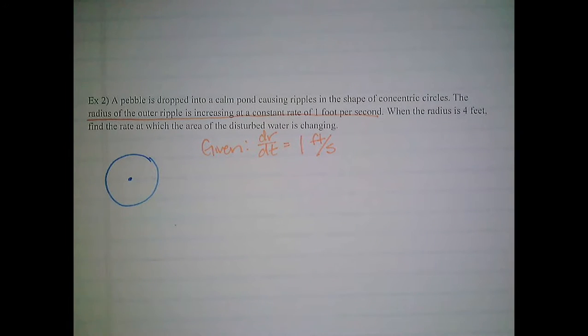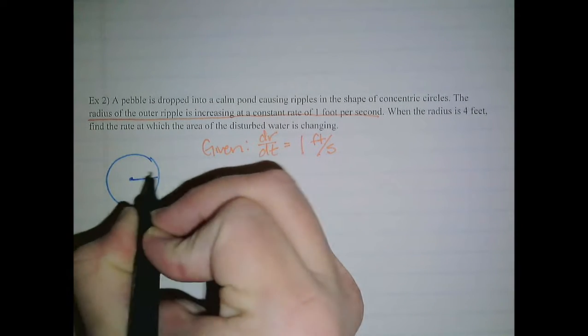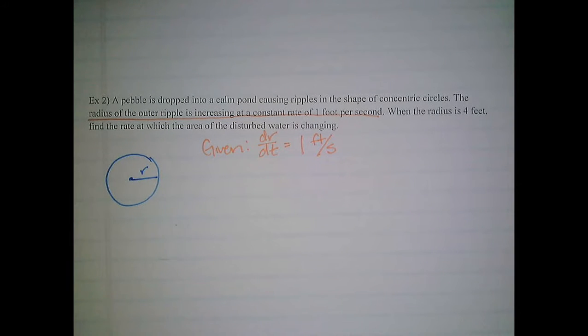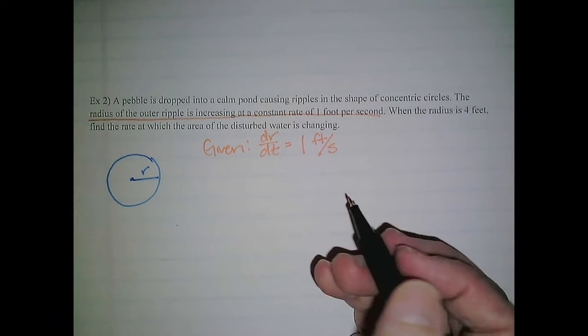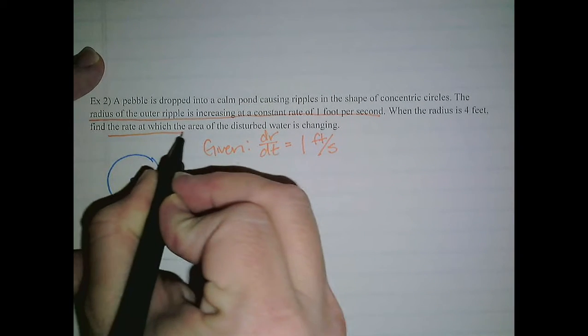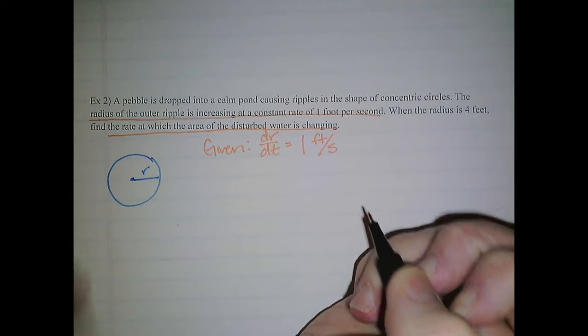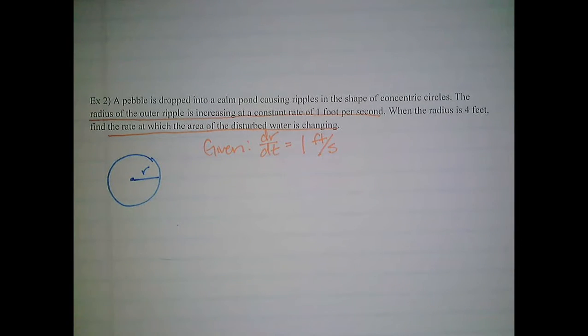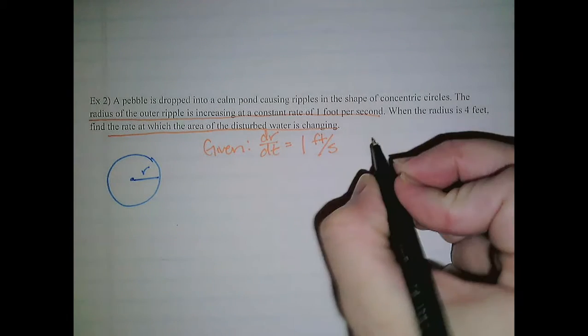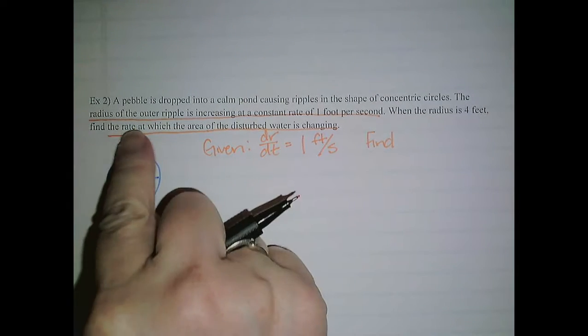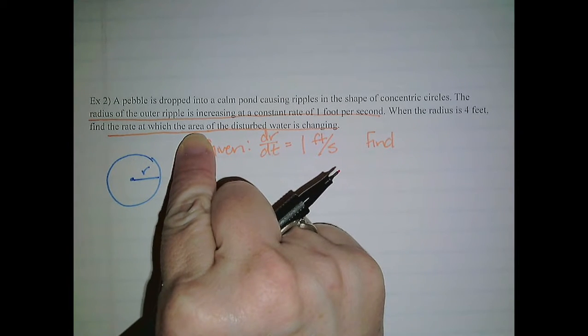So if we go back to our water drop here, this circle again represents the outer ripple as the area of disturbed water is increasing. And they've told us that the rate of change of the radius, r, of that outer ripple is 1 foot per second. So then they've asked us, when the radius is 4 feet, to find the rate at which the area of disturbed water is changing. So they've given us the rate of change of the radius with respect to time, and they're asking us to find the rate of change of the area of disturbed water with respect to time.